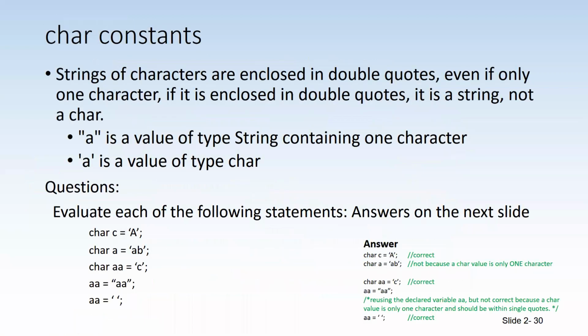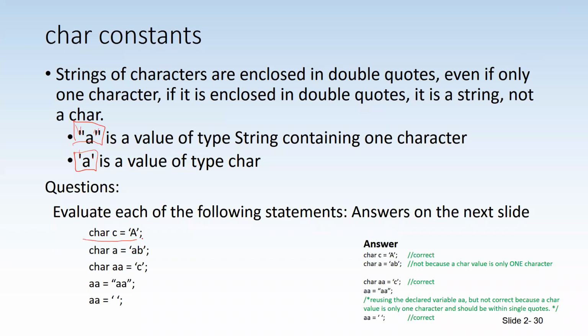So let's look at this. Strings of characters are enclosed in double quotes, even if there is only one character. If it is enclosed in double quotes, it is a string, not a char. So this is a string. This is a char. Even though both of them have only one character, this is a string because of the double quotes. This is a char because of the single quote. That's very important to remember because they are of different types.